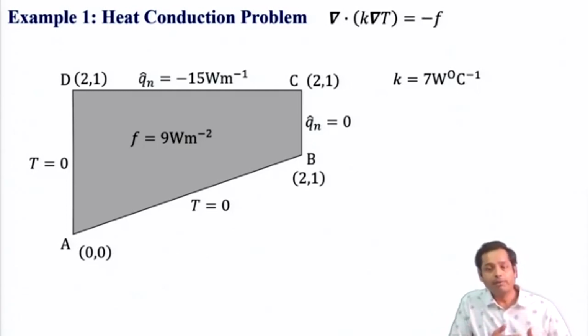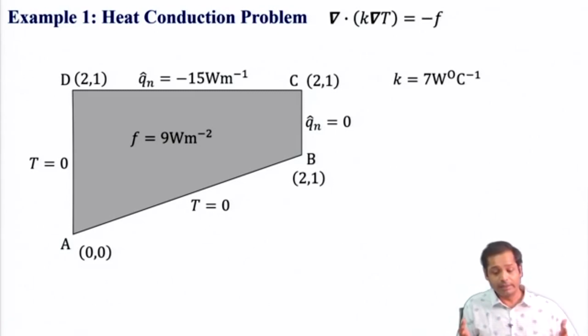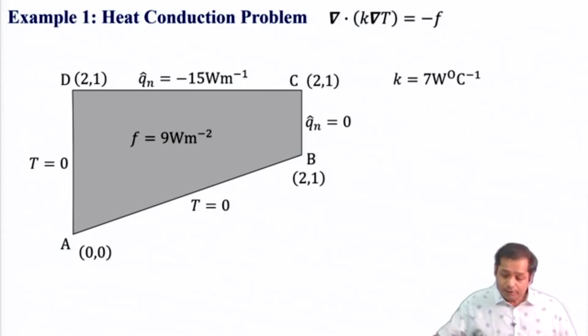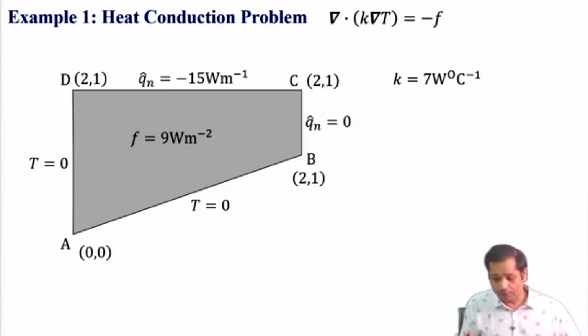When we have a program to deal with this problem, then we can take a complicated domain, and we can also increase the number of elements to see the results. So these are the information about the domain and the other constants and the conditions specified at the boundary given.